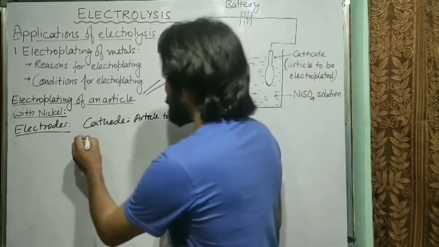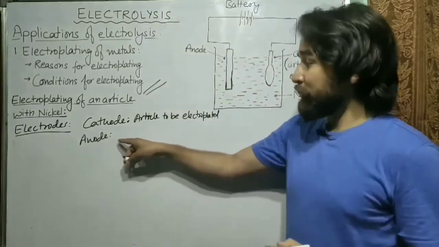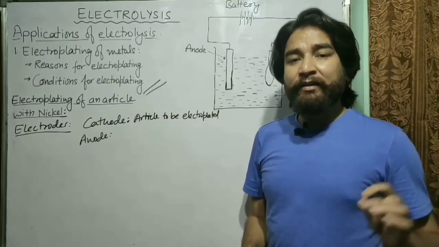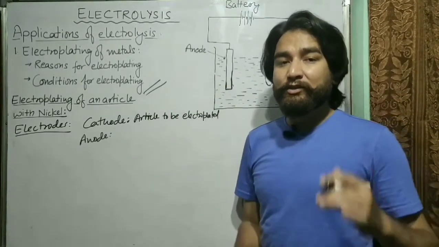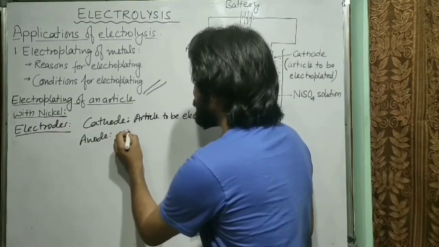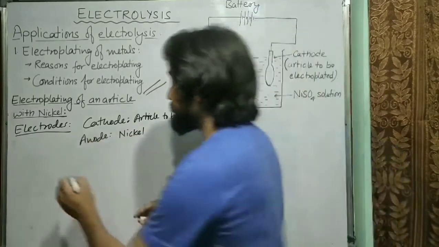Now the second thing is the anode. So what must we keep at the anode? What is the condition? The metal from which electroplating is to be done, the superior metal. And which is the metal here? Nickel. So the anode must be made of nickel. So electrodes are clear. The next thing is the electrolyte.